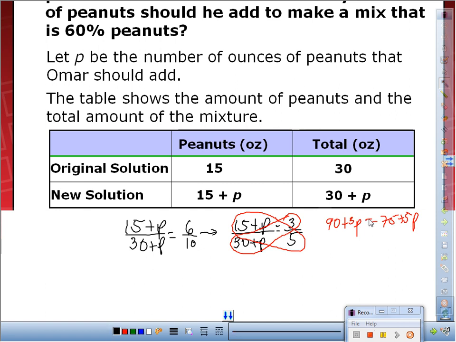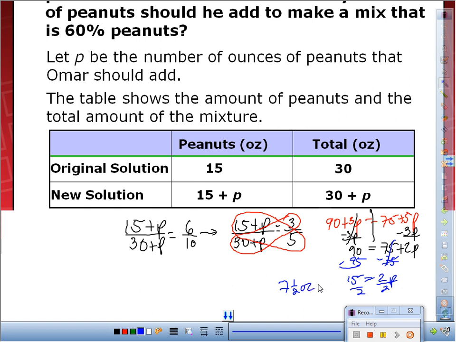From there, get all variables to one side, minus 3P, minus 3P. We're left with 90 equals 75 plus 2P. From there, subtract 75. We're left with 15 equals 2P, divide by 2, divide by 2. Therefore, this is 7 1/2 ounces of peanuts. And in your statement, right? Yeah.